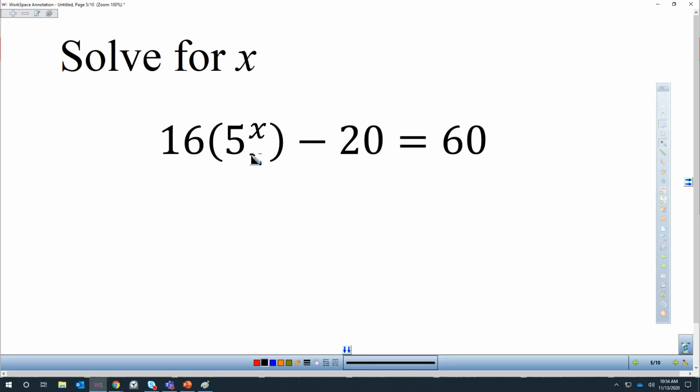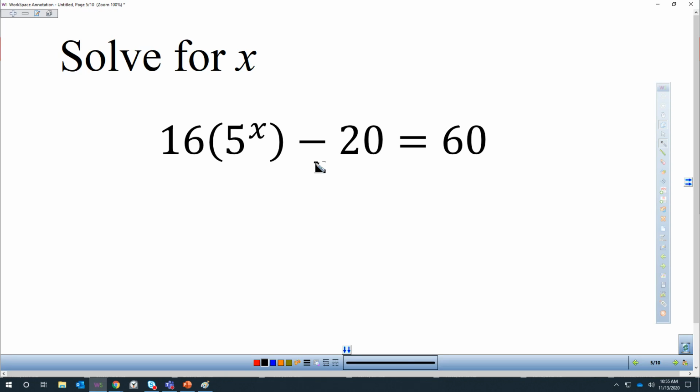So here's another example we're going to try. It's got a little more going on here, but basically the strategy is the same. We're going to try and get this 5 to the x by itself so that I can use my logs to rewrite it. Okay, so what do I have to do to get 5 to the x by itself? Well, first I got to get rid of this subtract 20 that we're doing and this times 16 that we're doing. And remember, when you're undoing stuff, you have to do it in reverse order of your order of operations.